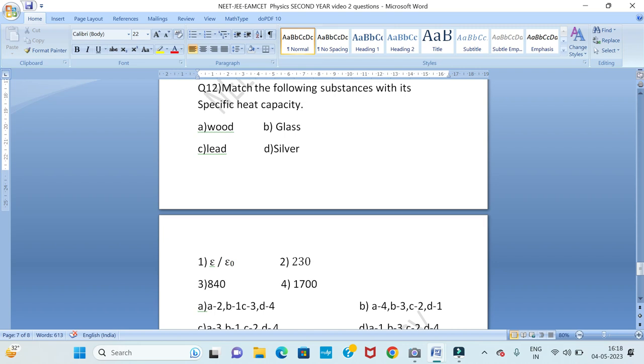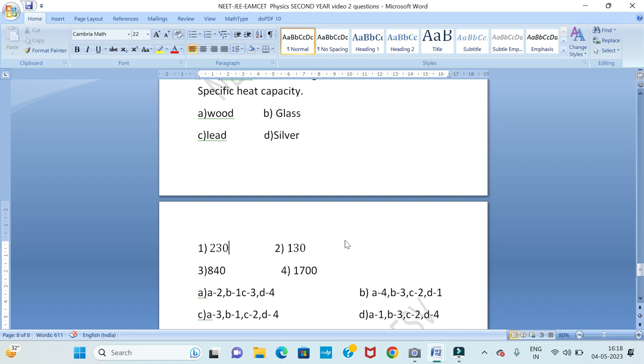Here some answers are given, some wrong, so I'm changing them. Now you observe. What is the wood specific heat capacity? It is 700. Wood. Who am I taking? Who means here 17, means Q.